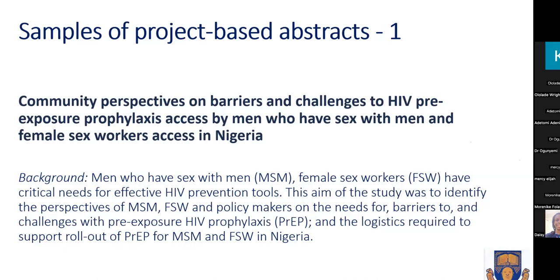The aim of the study was to identify the perspective of female sex workers, MSM, FSW, and policymakers on the needs for, barriers to, and challenges with pre-exposure prophylaxis and logistic requirements to support the rollout of PrEP for MSMs in Nigeria.